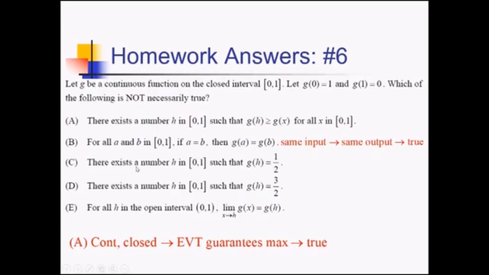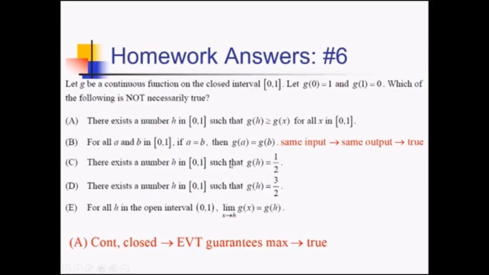All right, C. There exists a number h between 0 and 1 such that g of h is 1/2. Well, the key on this one is these values they gave us in the beginning. They said that we're going from the point (0, 1) to (1, 0). So (0, 1) is like 1 on the y-axis, and we're going to 1 on the x-axis. And we're guaranteed that we're going to pass through a y value of 1/2.